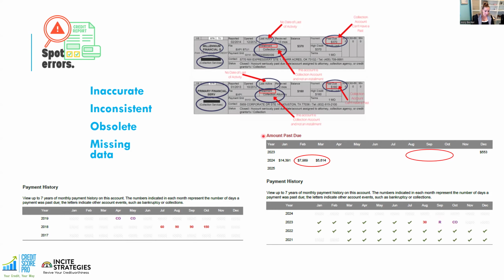But then when we look at the other data fields, we find that these balances don't line up with what happened. So 2023 is when it was 30 days delinquent and then repossessed and then charged off. They put these in the wrong spot. So now we have material inaccuracies that can be disputed. And in both these cases, we actually saw these accounts deleted from the credit reports.